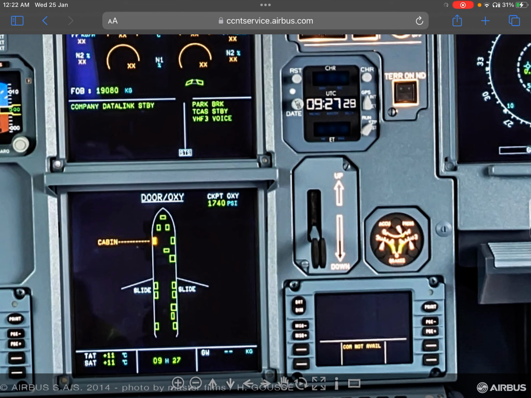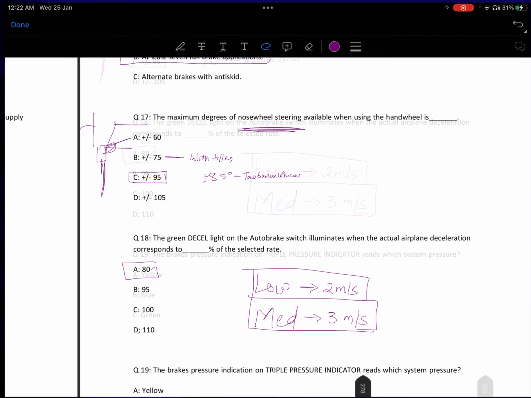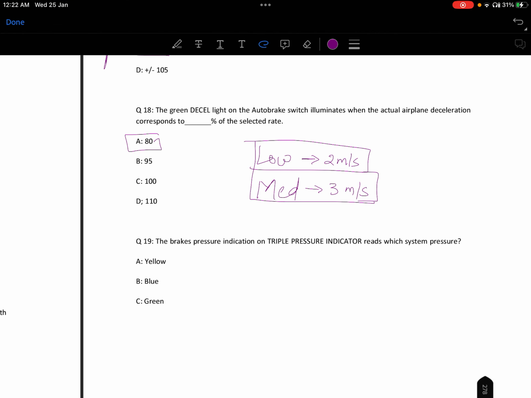We do not have any indications of the green system brakes. Normal braking is with the green system only. Alternate braking is with the yellow system. So we have indicators of the yellow system, which is alternate braking, but not for normal braking. So yellow system.